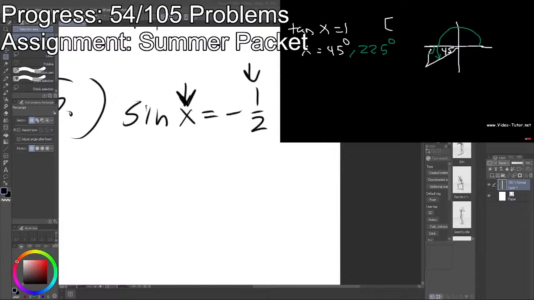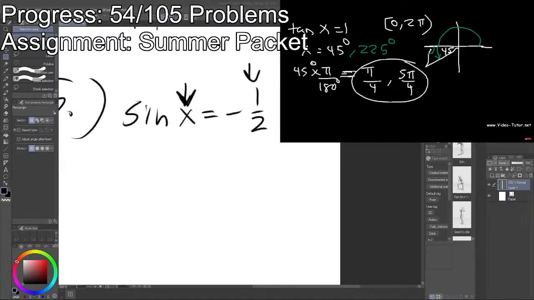Now that's the answer in the range of 0 to 360. If it's from 0 to 2 pi, if you get a question like that, typically they want the answer in radians. So if we convert degrees to radians, multiply it by pi over 180. If you divide it backwards, 180 divided by 45 is 4. So this becomes pi over 4. And 225 is 5 times the value of 45. So 225 is 5 pi over 4. So those are our answers in radians.